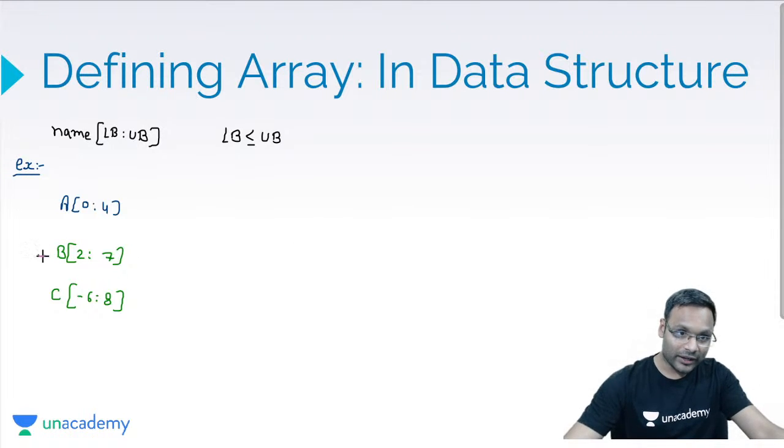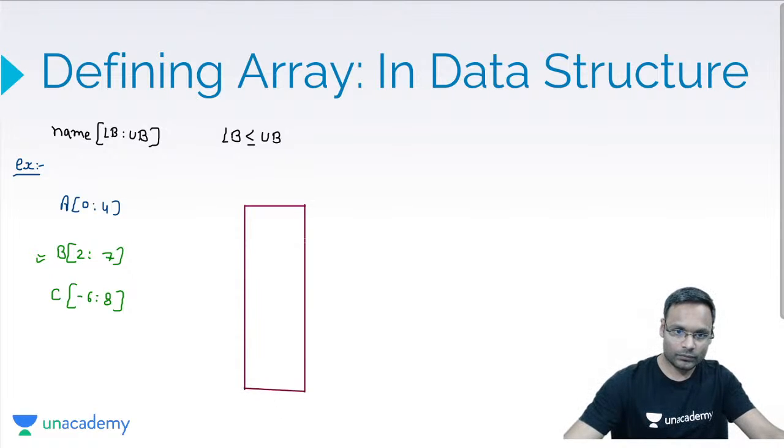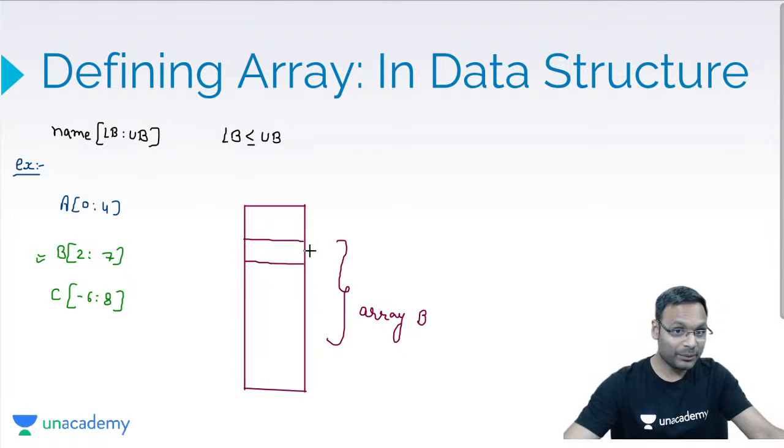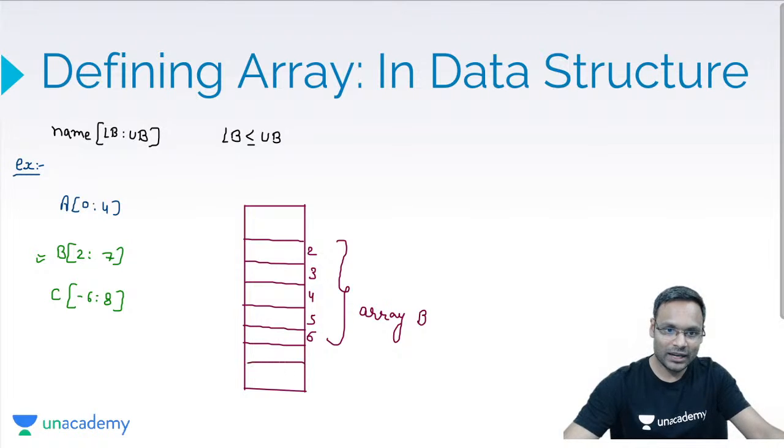Let's talk about this particular array. How do we store this particular array in the memory? चलिए बात करते हैं कैसे स्टोर करेंगे इसको. So this is the memory I have drawn here, and in the memory I want to store array B. So first element at index 2, then next element index 3, next element at index 4, next element index 5, next element index 6, last element index 7.